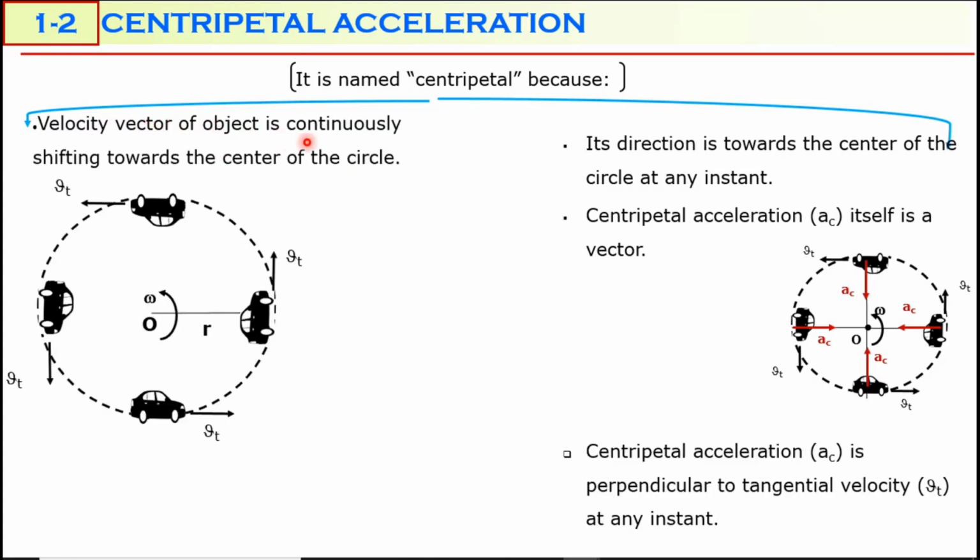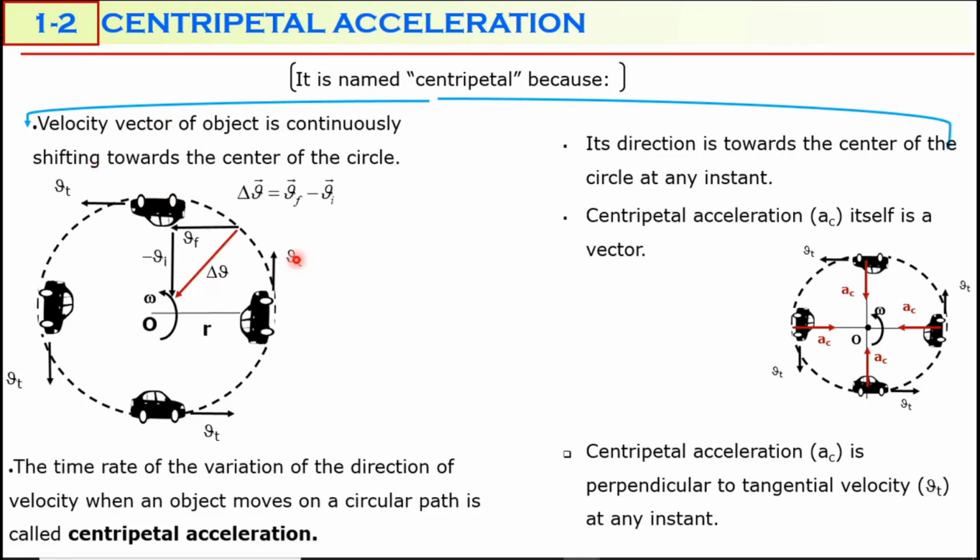The velocity vector of an object is continuously changing. The definition of centripetal acceleration is also expressed according to the change in direction of velocity. This is the definition which is asked in the ministry exam. They said that the direction of the velocity vector is continuously changing with time. That's why it is a time rate.